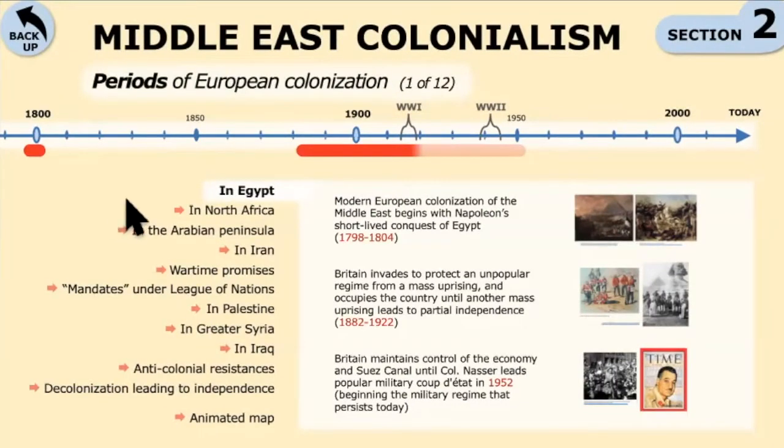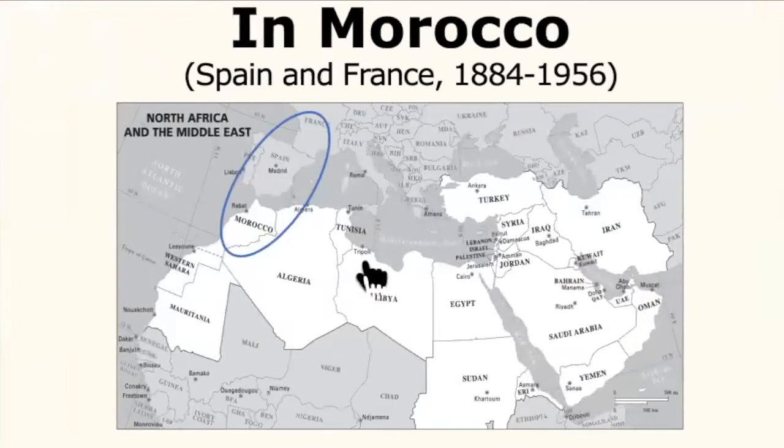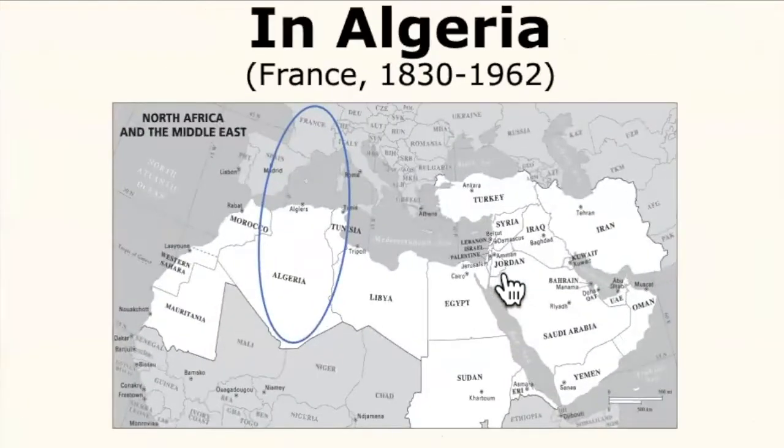So let's look a little bit more at the rest of North Africa. We could tell similar stories about Morocco, Algeria, and Libya. Between 1884 and 1956, Spain and France colonized Morocco. In Algeria, from 1830 until 1962, France occupied the country, actually extended the French border to simply include the whole country of Algeria. It moved its own population in. This was settler colonialism.